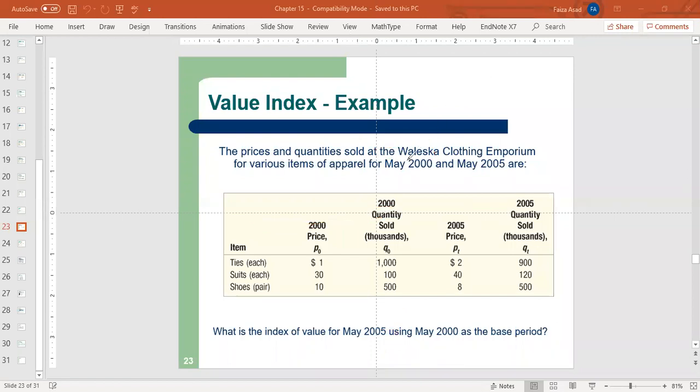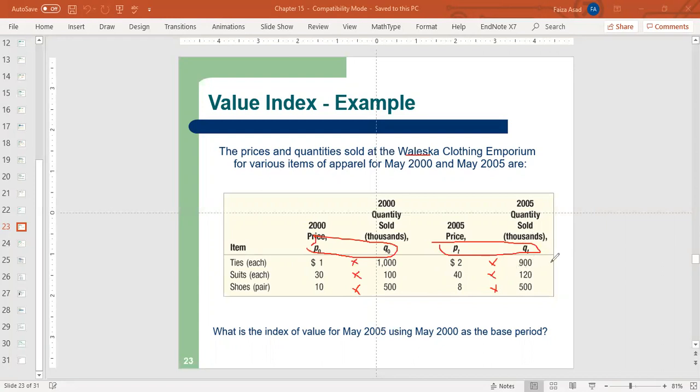The prices and quantities sold at Waleska Clothing Emporium for various items of apparel from May 2000 and May 2005. So the data is given for the base period, which is P naught and Q naught. And this is the data for current year, that is 2005. So we will multiply these two quantities and prices for base year. Then we will multiply these two present year quantities and prices.